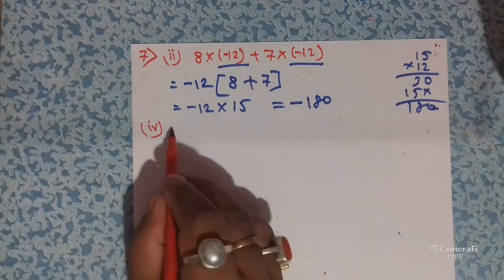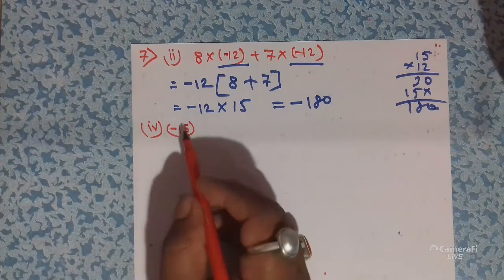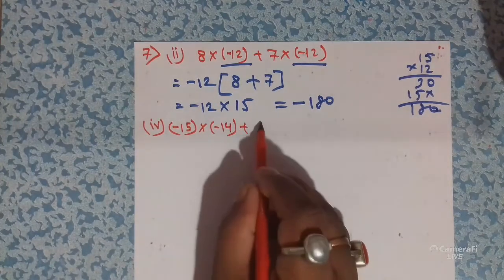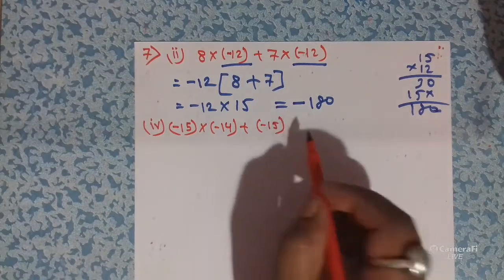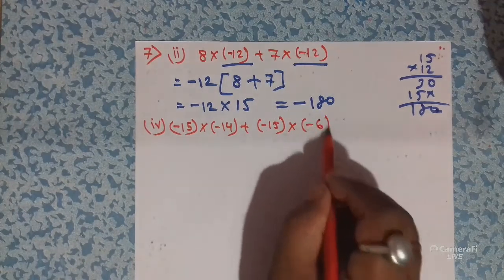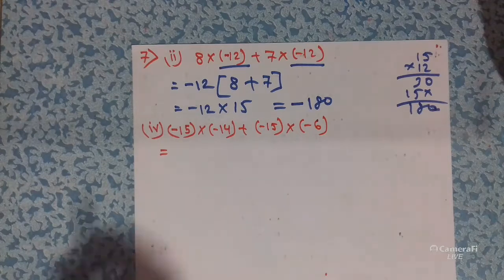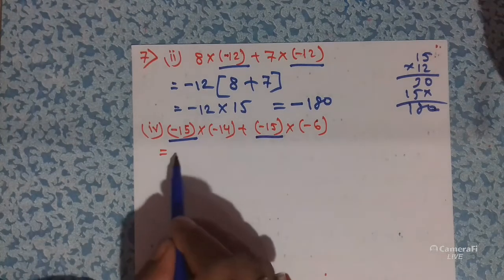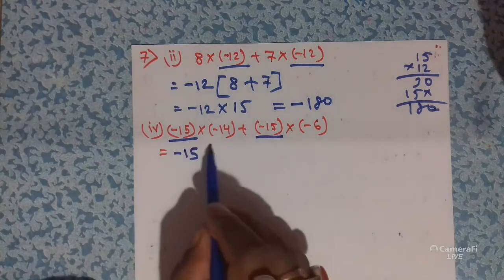Problem number 4. Minus 15 multiply minus 14 plus of minus 15 multiply of minus 6. This is the problem. So when you use distributive law, you have to see that is there any common term or common number in both the terms or not. So here you can see that minus 15 is common in both the terms. So we can take minus 15 as common.